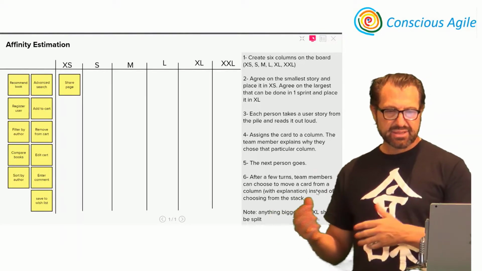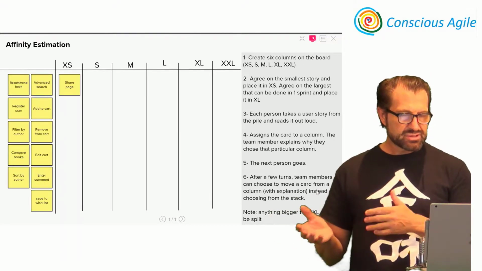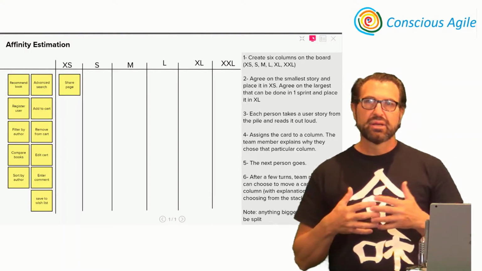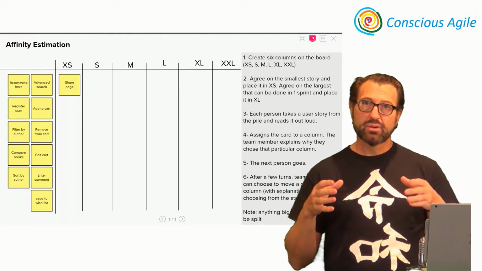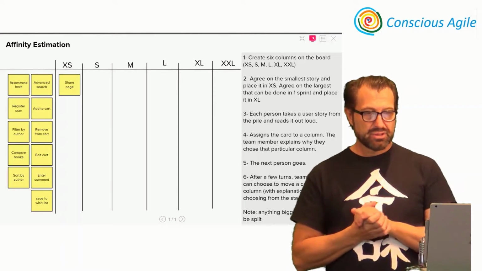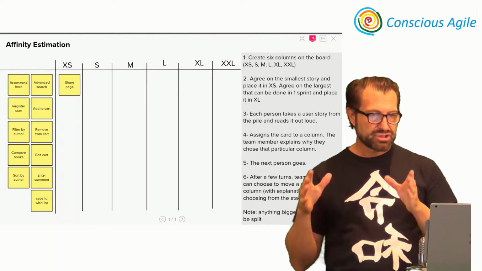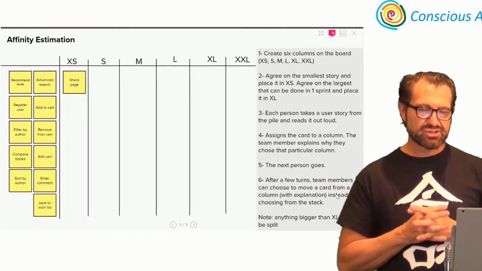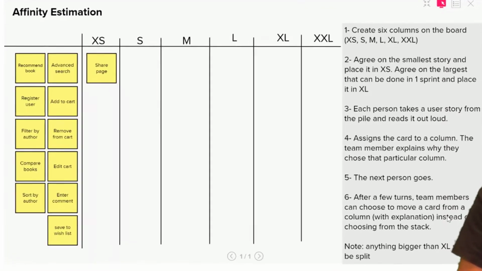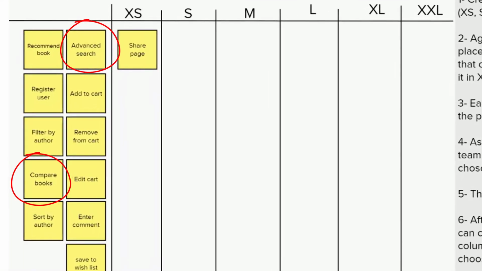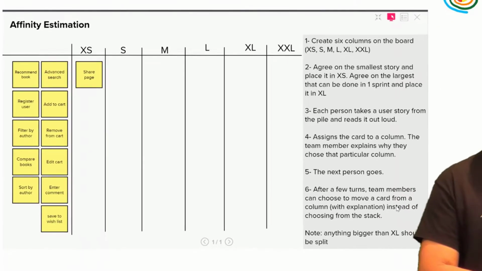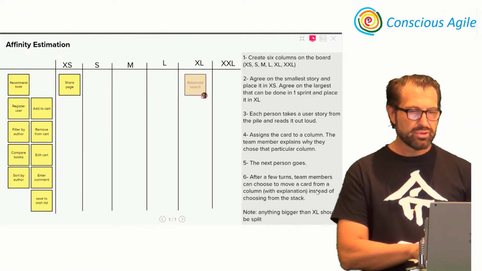Then I ask the team, which of these stories do you think is the largest one, or one of the largest ones? Meaning, the team can complete it within one iteration, but it's big enough for just one iteration. So they look at this and they say, well, advanced search, that's probably one of the biggest ones. And somebody else may say, yes, that one, but how about this? Compare books. It's also a big one. That's fine. Then you can take one or two if both are XL. So compare books and advanced search.